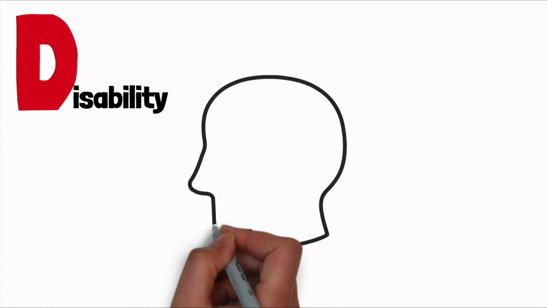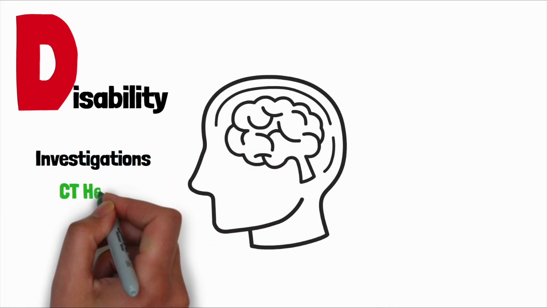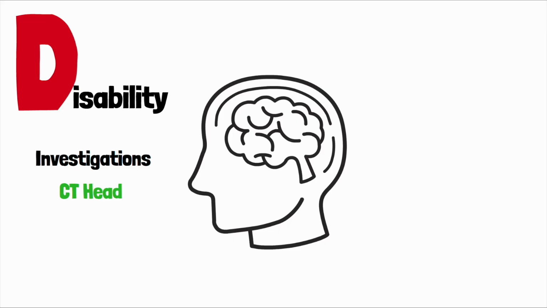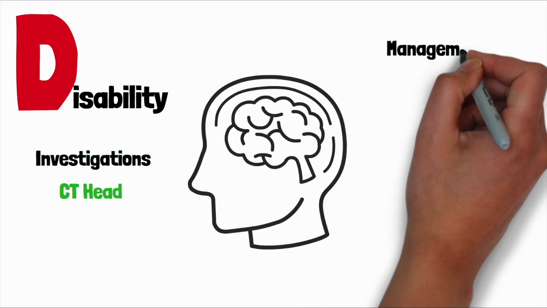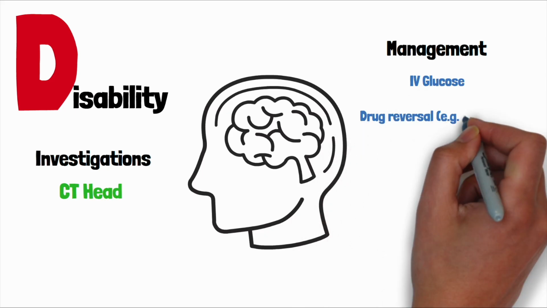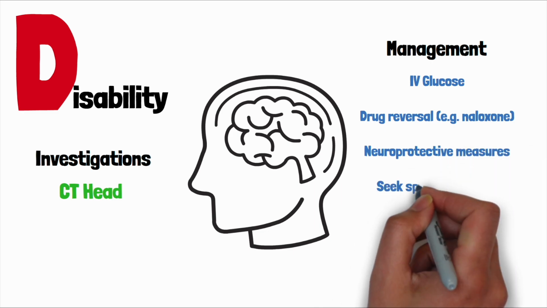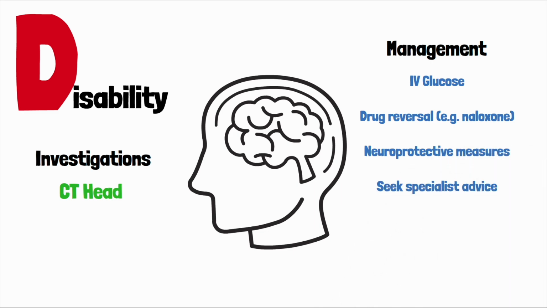After measuring blood sugar, another important investigation to consider for D is obtaining a CT head, particularly if there are any concerns about an intracranial event. Interventions can vary depending on the underlying pathology, but may include administering intravenous glucose, reversing opiate toxicity, or maintaining neuroprotective measures in the event of intracranial injury and preventing raised intracranial pressure.